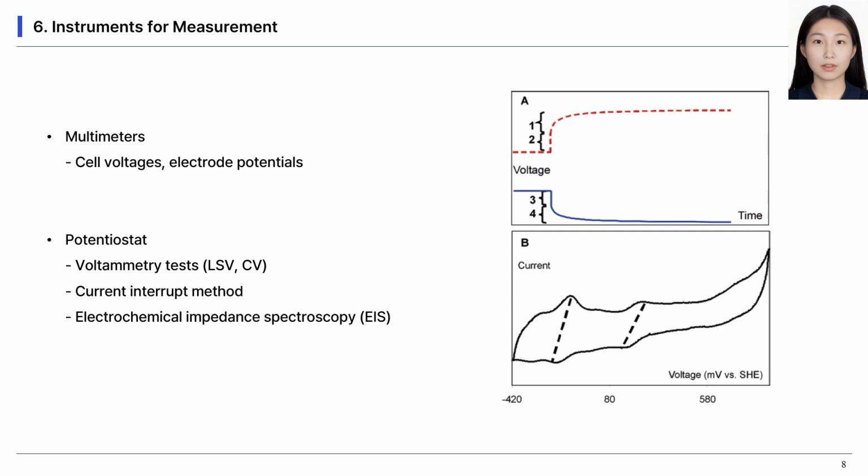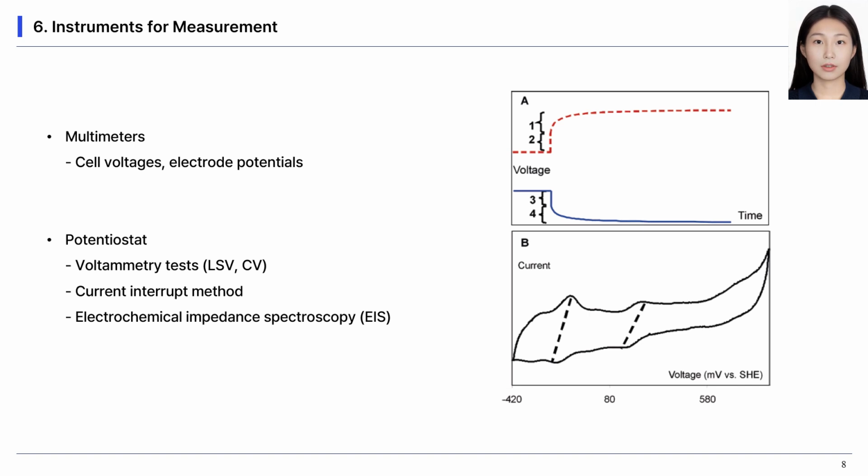The simplest and most common tool is the multimeter, which measures the cell voltage. While this gives a basic overview of performance, it does not provide information on internal dynamics, such as resistance or electron transfer efficiency. For a more detailed analysis, researchers use a potentiostat. This device allows for advanced techniques such as cyclic voltammetry, current interrupt tests, and electrochemical impedance spectroscopy.